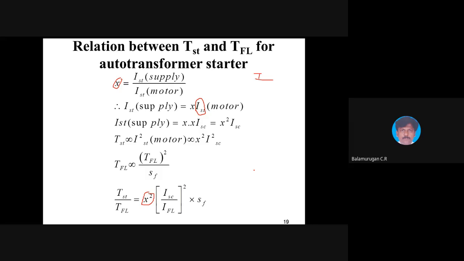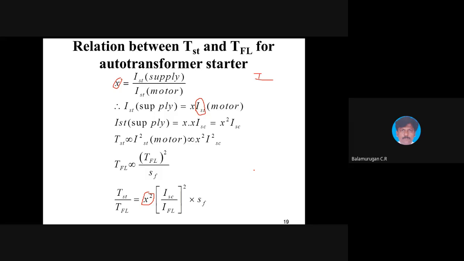And what is the disadvantage? It will be more expensive than the stator resistance starter, because there we are using resistance, and here we are using reactance, that is, a winding. Are you clear on this auto transformer?